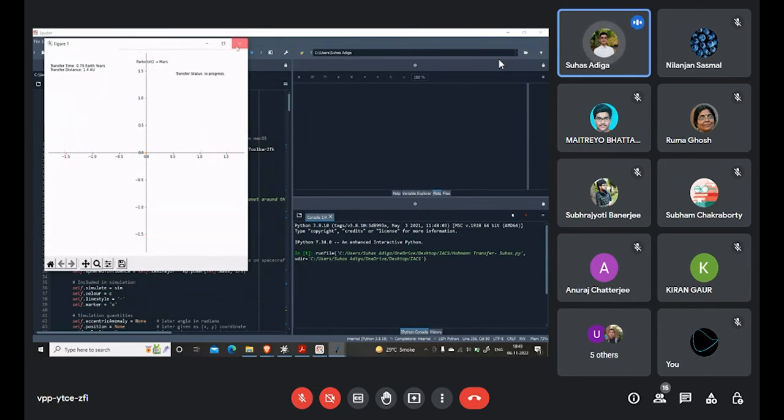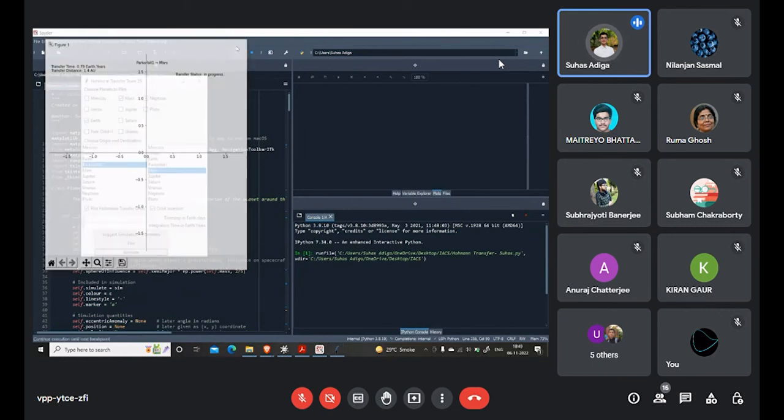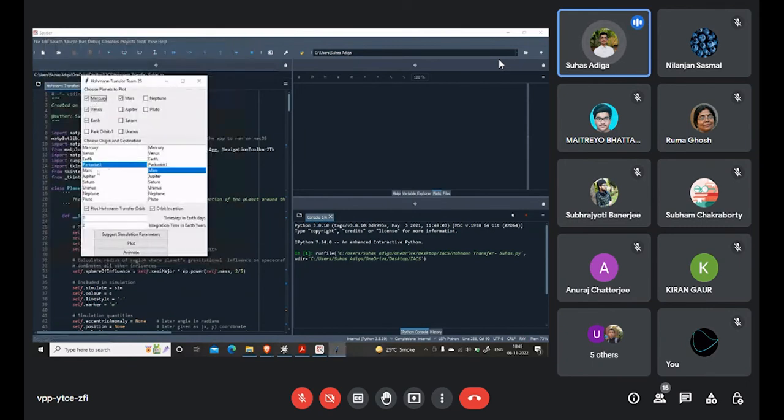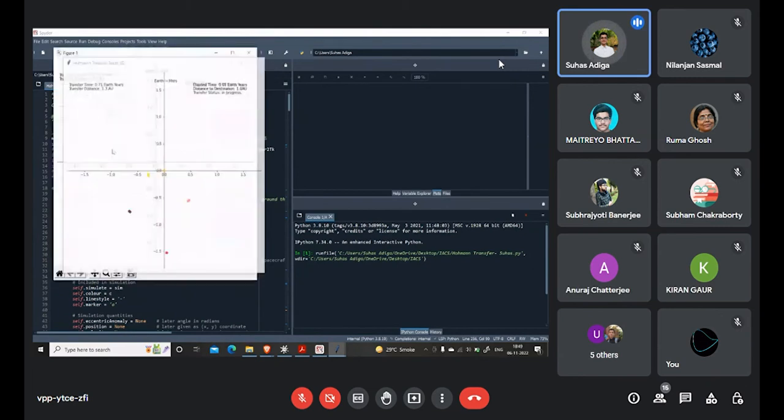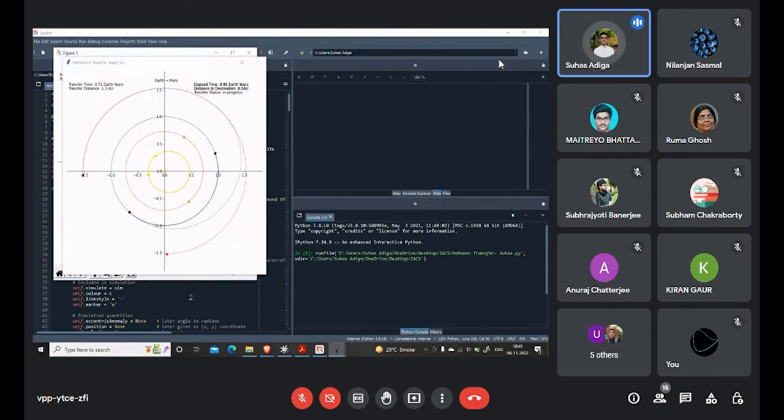Now I'll just simulate how it looks. I'll click on Mercury and Venus also. I'll just plot this also. And again, I'll launch from Earth to Mars, suggest simulation parameters. I'll again increase the time period to 2 years. Okay, 1, and then time period to 2 years. And then animate. So you can clearly see that Mercury and Venus are going here, and I reach from Earth to Mars, and then my spacecraft is in Mars only, right? It is orbiting Mars.